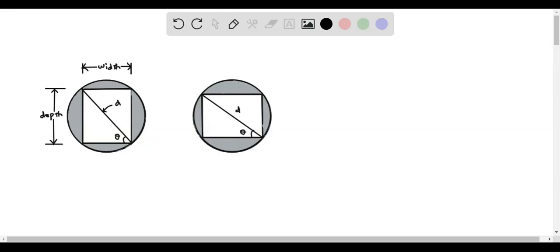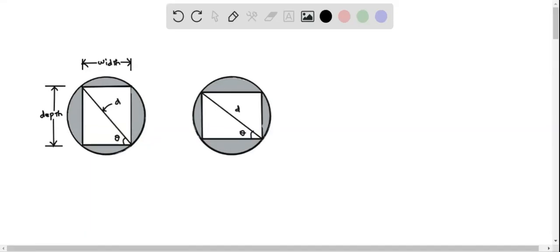Here we determine the cross-sectional area of the beam, which is to be cut from a cylindrical log of diameter d equals 24 centimeters. So here we have the different pictures of the log or the beam which is to be cut from the cylindrical log. So this is one way which we can do.